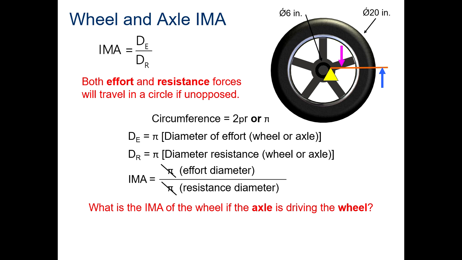So the IMA of the wheel and axle, that's going to be 6 inches divided by 20 inches, which comes out to 0.3. Now we could write that as 0.3 to 1, or it's more common, we don't want to have a leading decimal in the first number, so we just say that's 3 to 10. Okay, but 0.3 to 1 and 3 to 10 are the same thing. We just multiply both sides times 10.